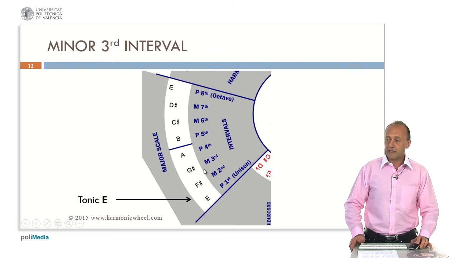We can observe that in any major scale the interval from the tonic to the fourth, fifth, and eighth are perfect, and the rest of the intervals are major.